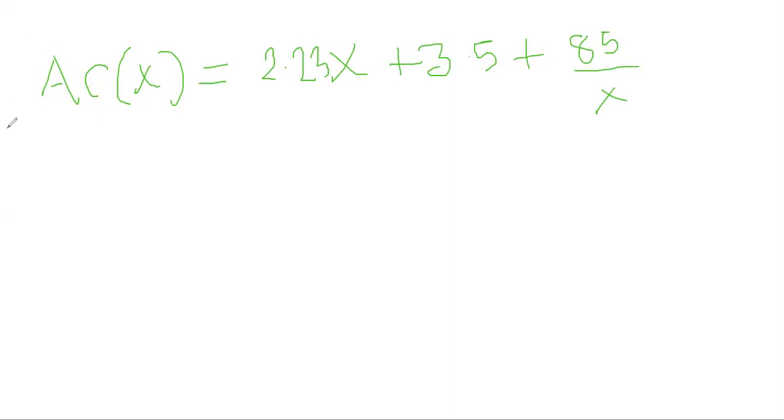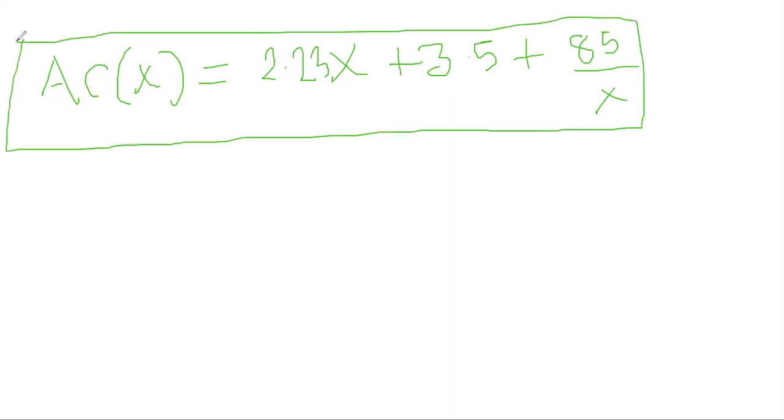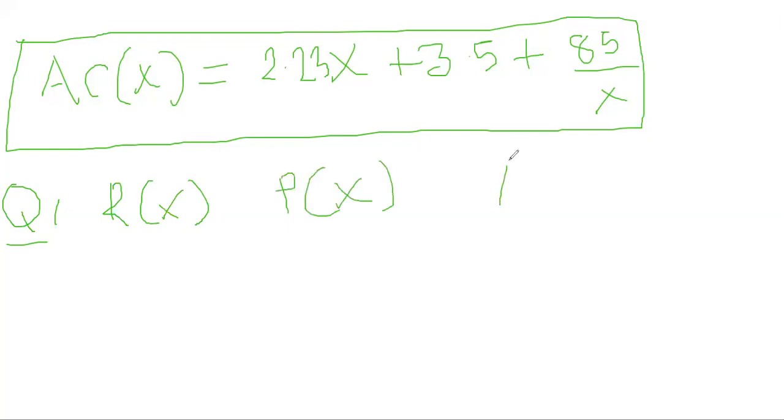So we have this as the average cost. So we have finished question one. Question one, remember, asks us to calculate the revenue function, the profit function, and the average cost function. We have calculated all of this now. That was question one. So let's go to question two of the exercise.